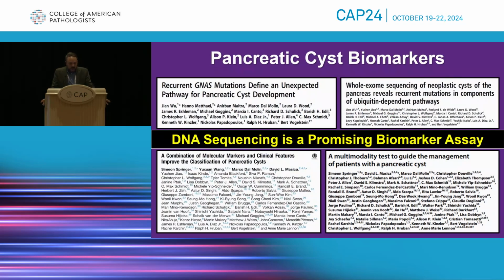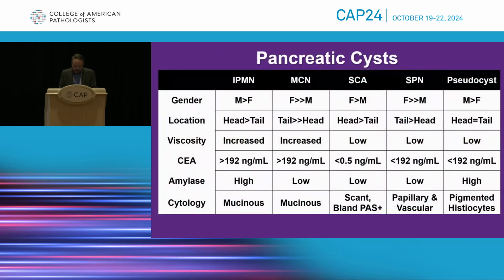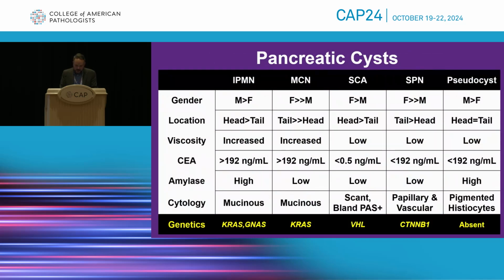So in recent years, there have been new studies into pancreatic cyst biomarkers from different institutions to suggest that DNA sequencing is promising as a biomarker assay in cyst fluid. So going back to this table and looking at these key characteristics, we can actually see that now specific gene alterations have been associated with particular types of cysts. And so IPMNs often will have either a KRAS or GNAS mutation, and KRAS mutations can be found in MCNs.